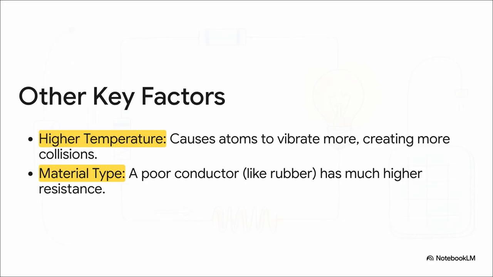And there are a couple of other big ones too. Temperature is a huge factor. When things get hot, the atoms inside the wire start vibrating like crazy, making it way more likely for electrons to crash into them. And of course, the material itself is probably the most important part. Something like copper is a great conductor. It's an easy ride. But an insulator, like rubber, that's basically a giant do not enter sign for electrons.